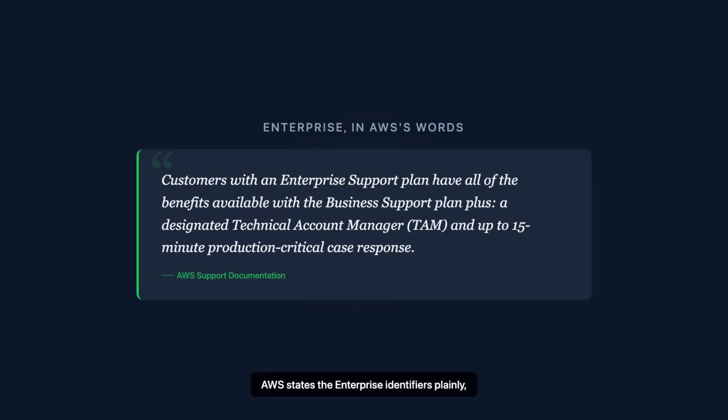Amazon Web Services states the enterprise identifiers plainly, and these are the 2 you want word for word. They say enterprise customers get all the benefits of business, plus a designated technical account manager and up to 15-minute production critical case response. Those are the 2 exclusive markers of enterprise: the designated TAM and the 15-minute clock. If you see both of those in a stem, you don't need to think twice, it's enterprise.